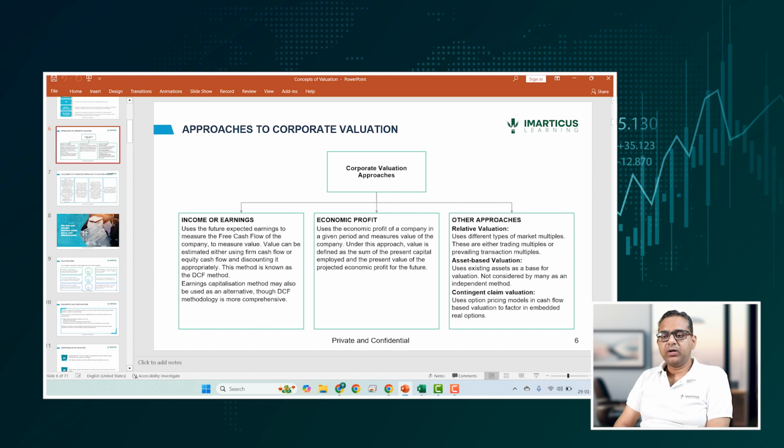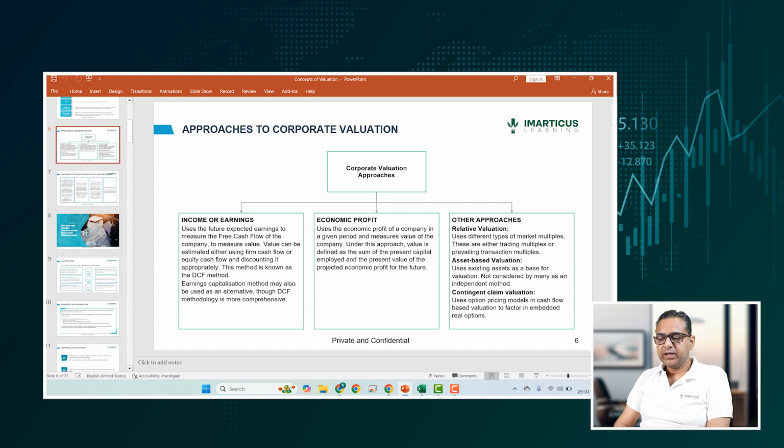We are finding out more of the replacement cost for the current, existing assets we have, and based on that we are finding an estimate of the value. So that is asset-based valuation. This would most probably come out to be lower than the valuation we will come out with using the DCF approach or relative valuation approach.